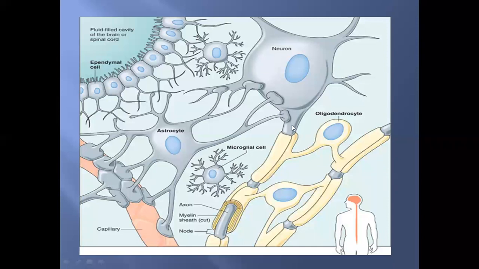Here is the neuron, and here are the oligodendrocytes. They help in myelination in the central nervous system. Here are the microglial cells. Microglial cells are active in disease processes. They help in phagocytosis. So that was all about the histology of the nervous tissue.